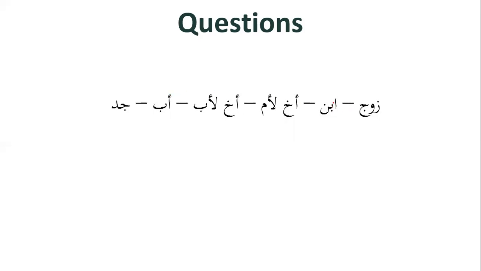So in this question, we can see that the Ibn is present. So according to condition number 2, the Zawj will receive a quarter of the inheritance. Hopefully by this time, we're working our questions out a lot faster, inshallah. The Akh li Ummin will be mahjub. The Ab will receive 1/6, and the Jad will be mahjub.